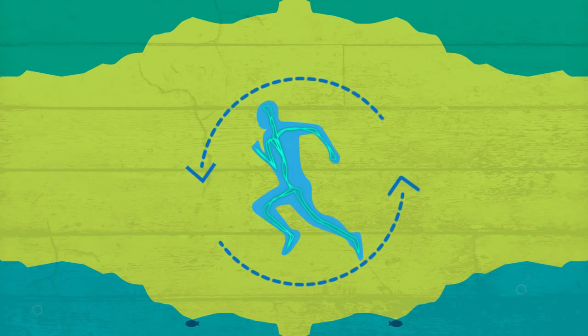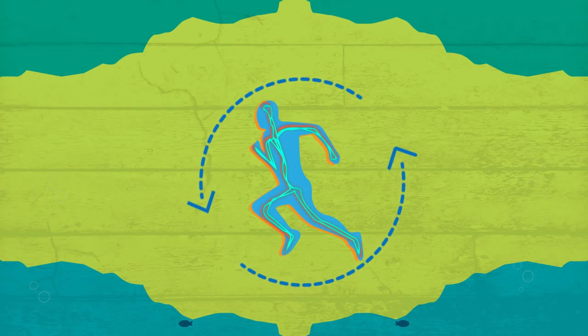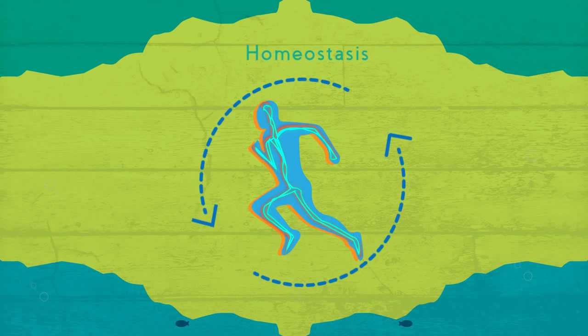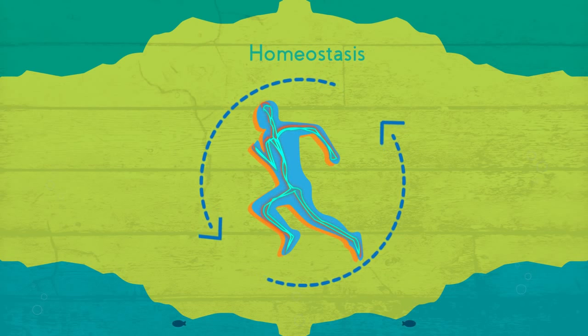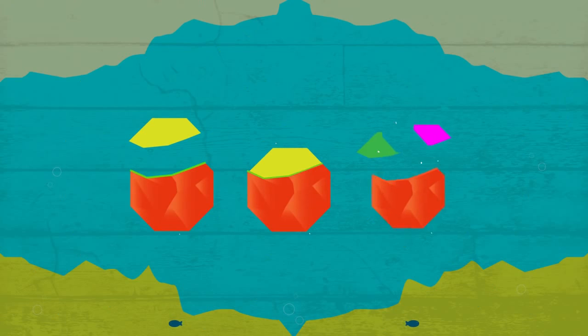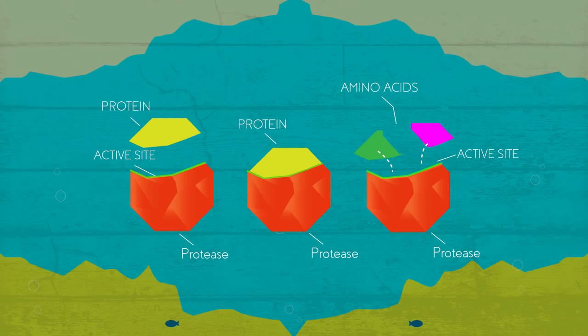One consequence of denaturation can be disturbance of the organism's inner balance, also called homeostasis. For example, the activity of proteins which is not optimal can affect protein digestion in the body.